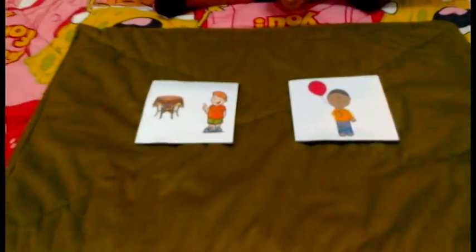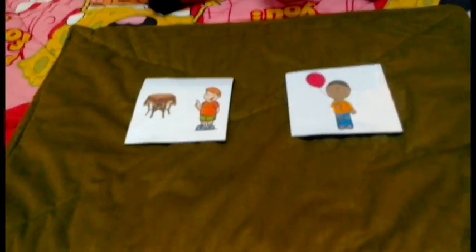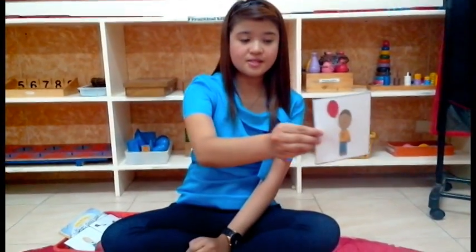Okay, very good. Next, point to me the picture that shows this is. Okay, that's a, what's this? What is he holding? A balloon. So say, this is a balloon. Again. Okay. Everybody say, that is a table. Again. Next. This is a balloon. Again. Very good.